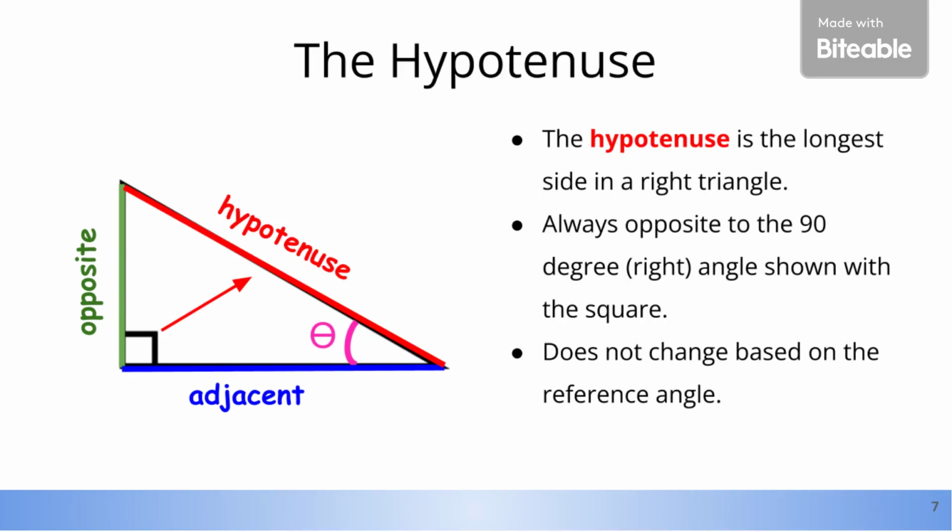The hypotenuse is the longest side in a right triangle. It's always opposite the 90-degree angle. No matter which angle we choose as our reference angle, the hypotenuse will never change. It's always directly across from that 90-degree angle.